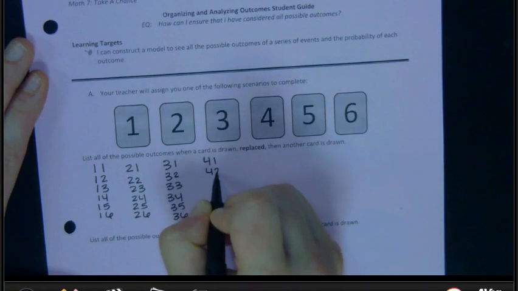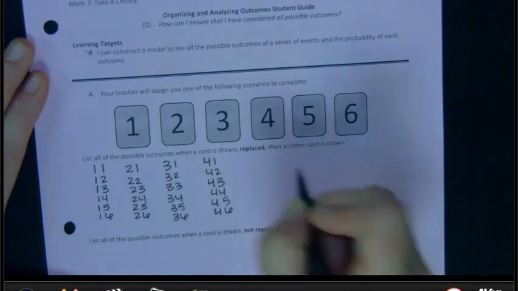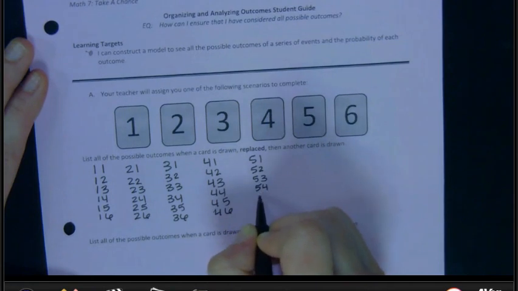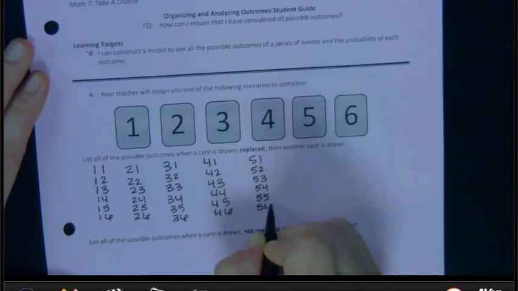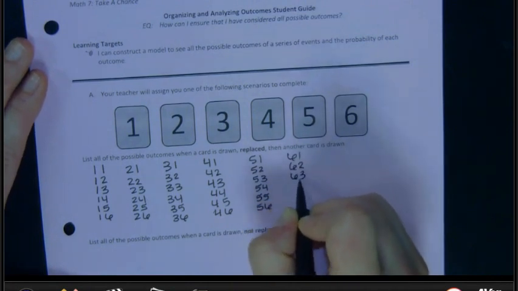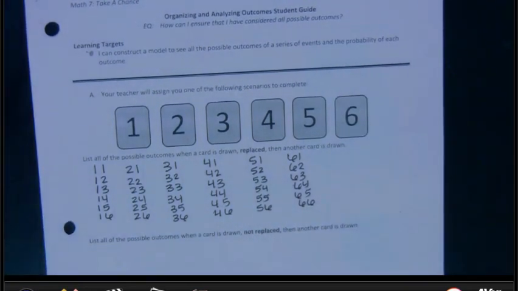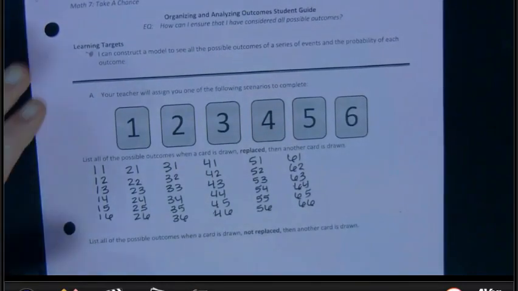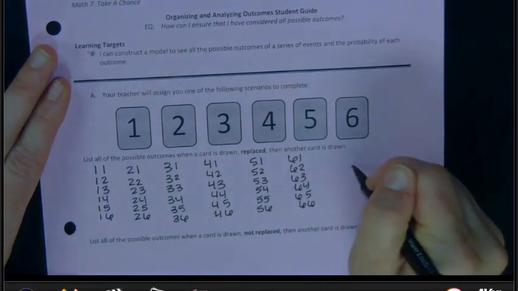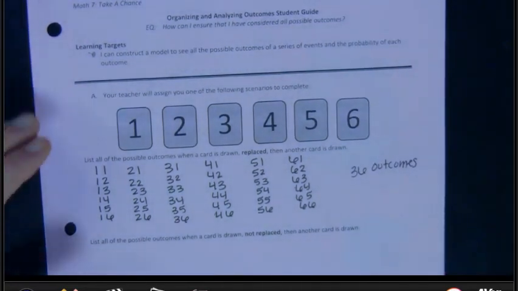I could draw a 4, 1, 4, 2, 4, 3, 4, 4, 4, 5, and a 4, 6. I could draw a 5, 1, 5, 2, 5, 3, 5, 4, 5, 5, or a 5, 6. Then I could draw a 6, 1, 6, 2, 6, 3, 6, 4, 6, 5, or a 6, 6. Okay, so how many outcomes did we come up with? Well, I have 6 in each column, and then I have 6 rows, so I should have a total of 36 outcomes in all.